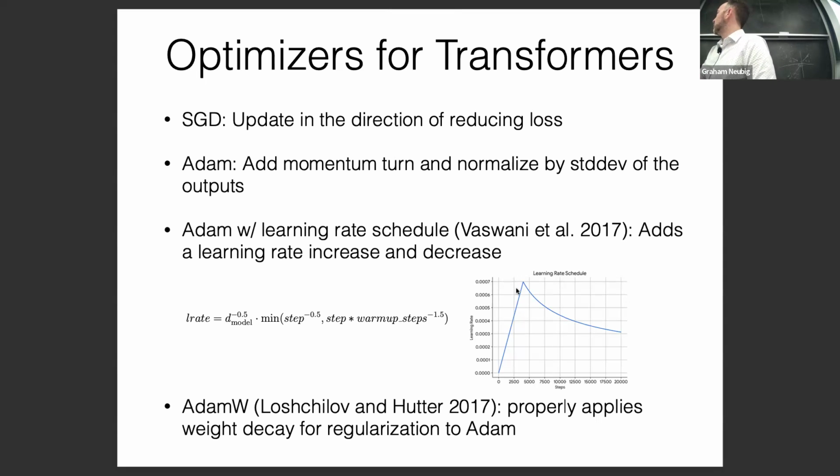Also, sometimes people do linear learning rate decay instead of this kind of sloped learning rate decay. So there's a bunch of recipes for this. I'm not going to go into all of them, but just be aware that they exist.